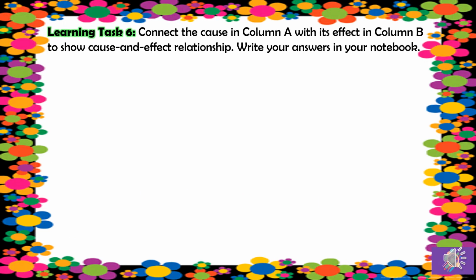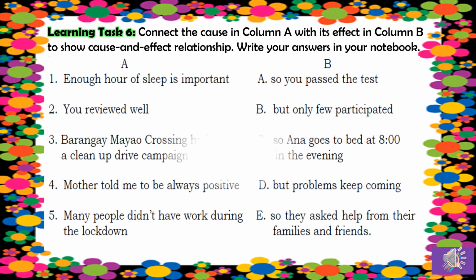For learning task 6, connect the cause in column A with its effect in column B to show the cause and effect relationship. Write your answers in your notebook. So for column A, number one, enough hour of sleep is important. Number two, you reviewed well. Number three, Barangay Mayo Crossing had a cleanup drive campaign. Number four, mother told me to be always positive. Number five, many people didn't have work during the lockdown.